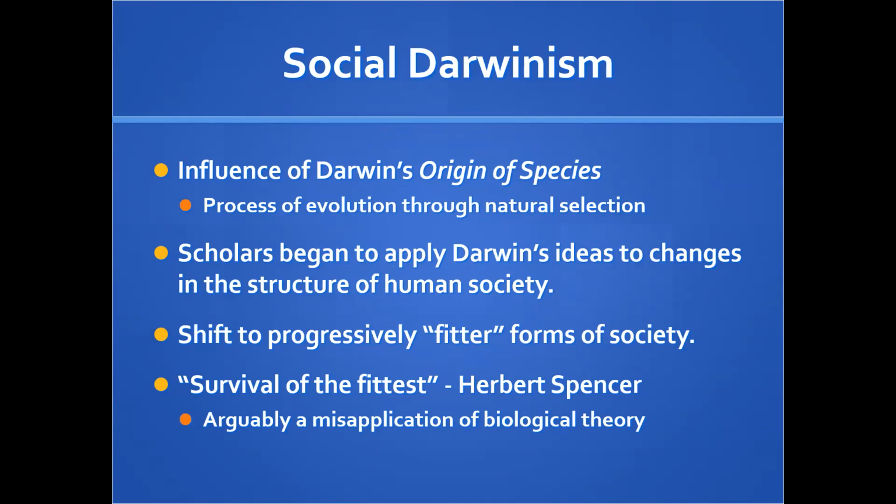Influence of Darwin's Origin of Species, process of evolution through natural selection. Scholars began to apply Darwin's ideas to changes in the structure of human society. Shift to progressively fitter forms of society. Survival of the Fittest by Herbert Spencer, arguably a misapplication of biological theory.